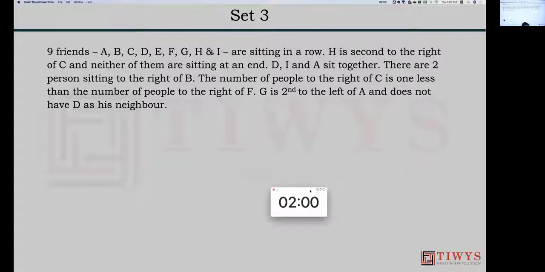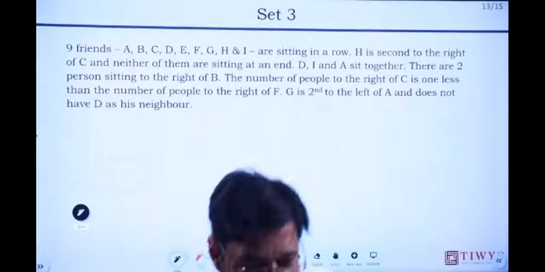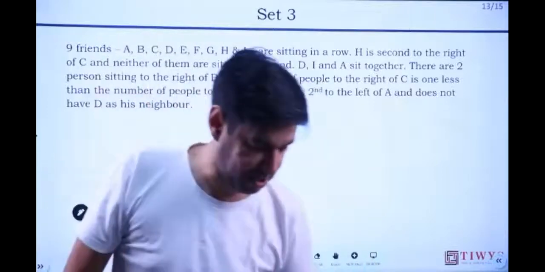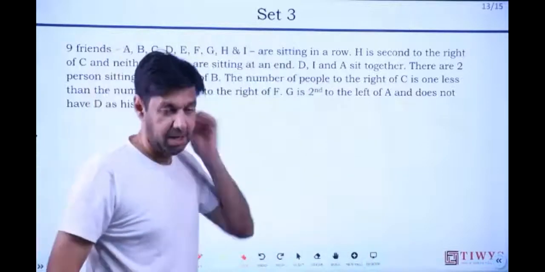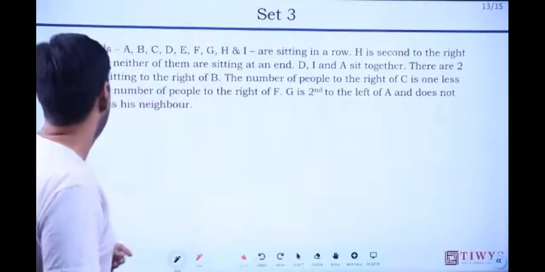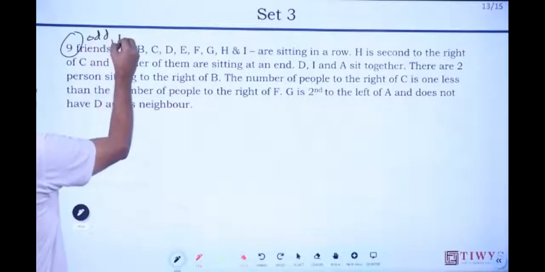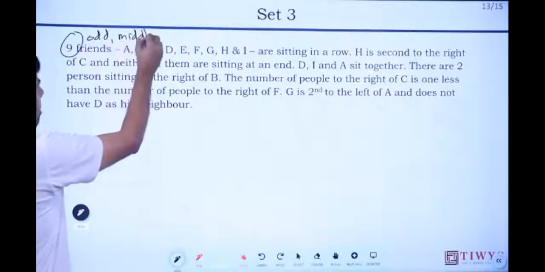Okay, so that's 2 minutes or more. So 8 minutes are done. 11 people have answered out of 17. 6 have supposedly not got it, or else you are not at your desks. So let's see. 9 friends, the numbers are a little large. Don't forget the odd, middle, it may come in, may not be useful.